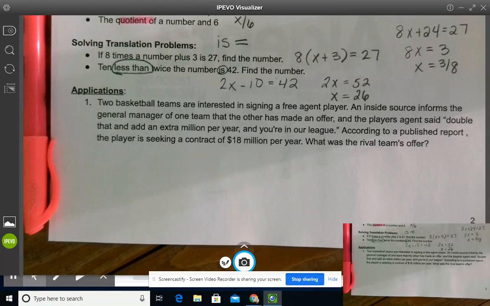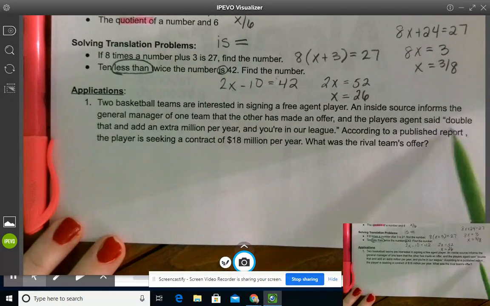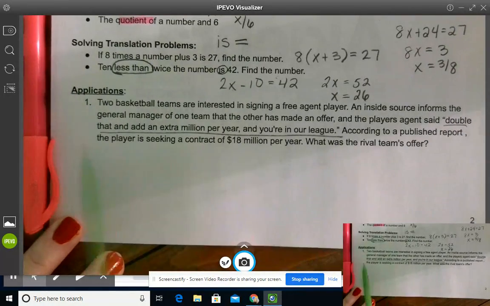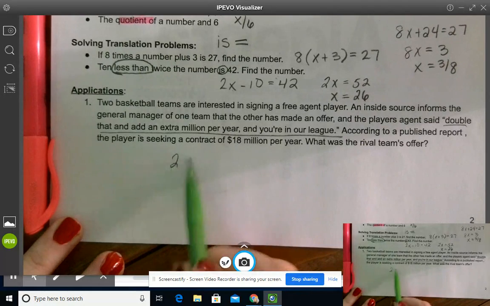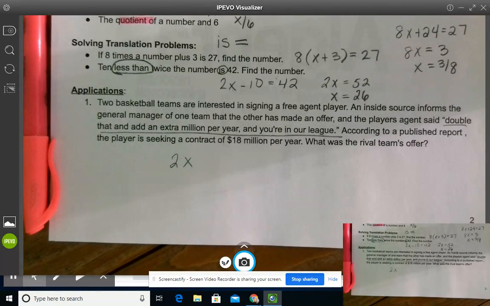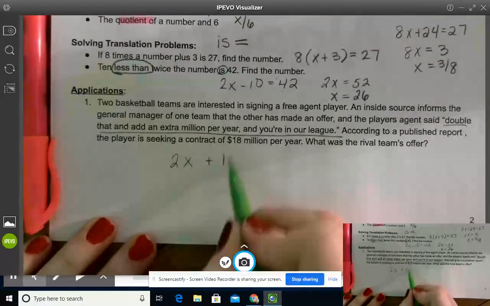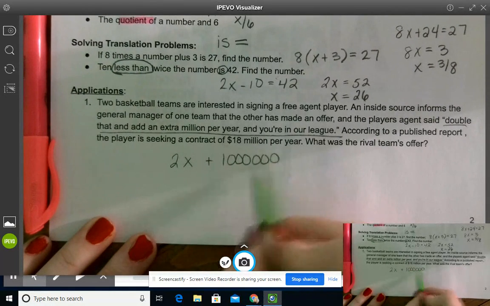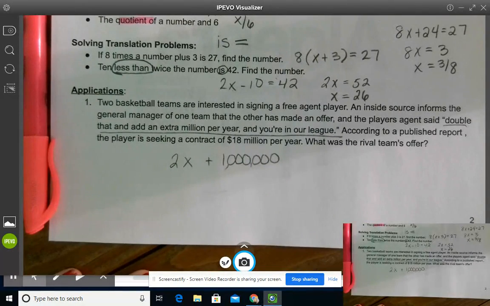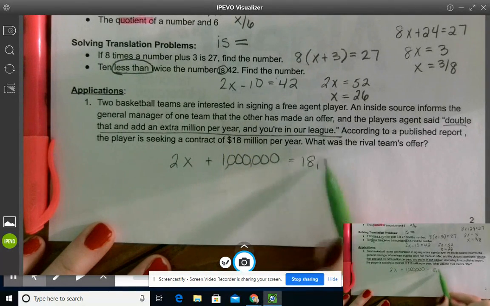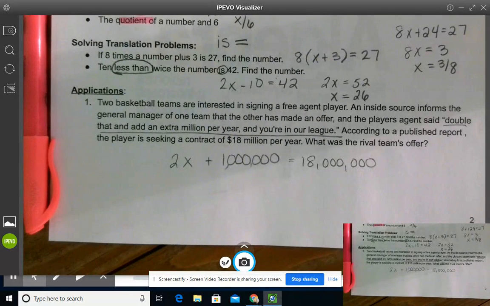So what you want to do is pick out, in any story problem, the relevant information. So relevant information, first thing I know is twice the offer plus 1 million should be close to 18 million, because that's where he wants to be. So this is what he told him to do, right? Double that, which is twice that. And we're just going to say 2x, because that is what we don't know. Add an extra $1 million. And you want it to be somewhere close to 18 million. Is what he's saying. So we use the variable x to represent the offer.